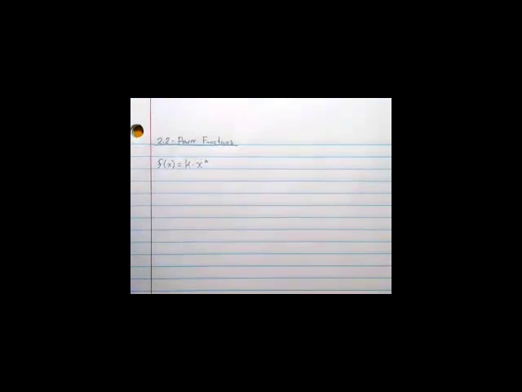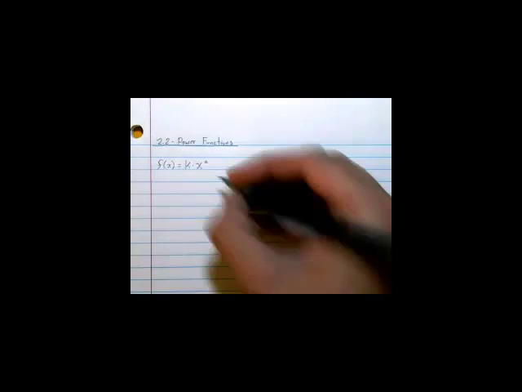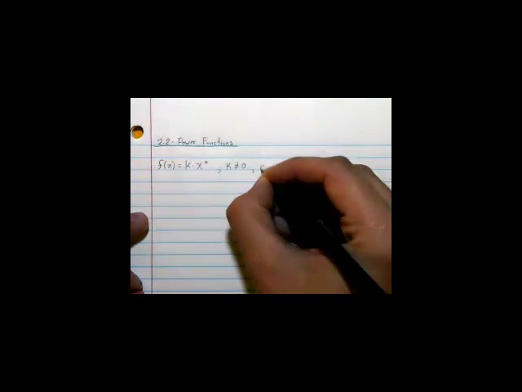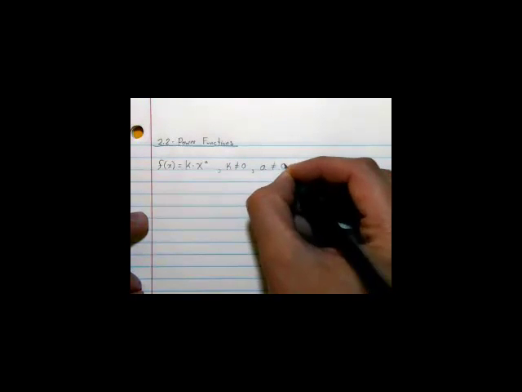All right, so just going to quickly go over what you guys were looking at in your little investigation with this. So power functions. In general, like we talked about, it's always going to be of the form k times x to the a. And we want to make sure that k is not equal to 0 and a is not equal to 0.